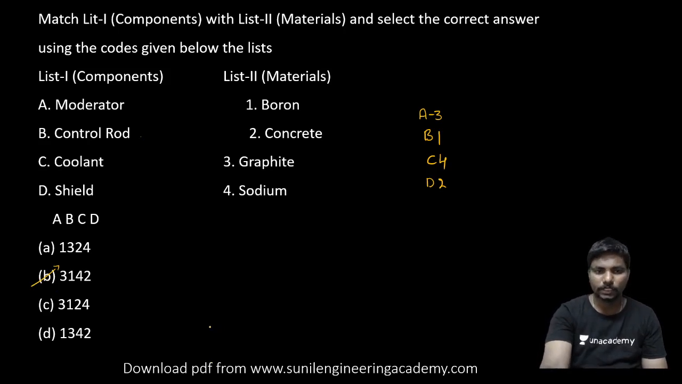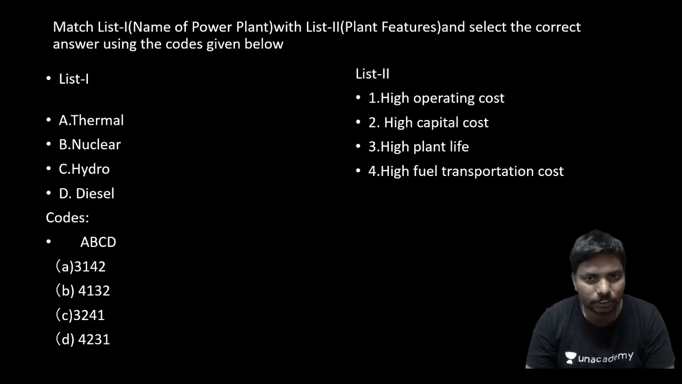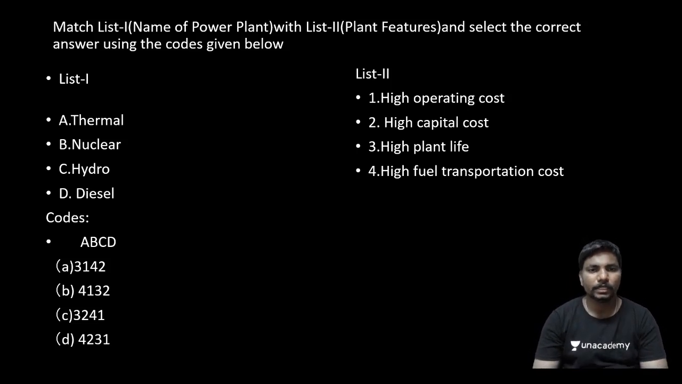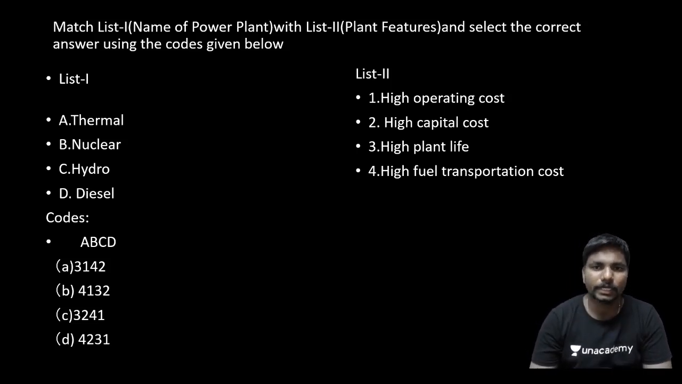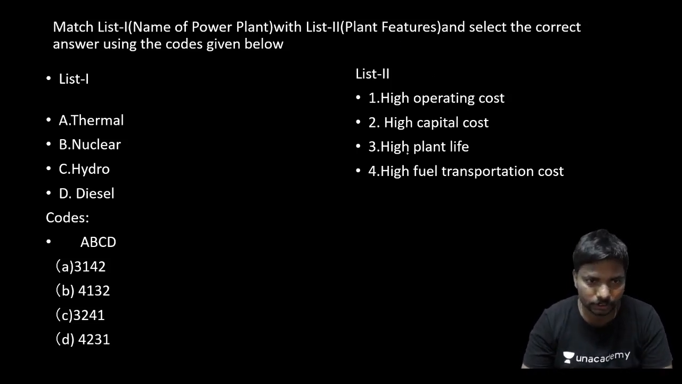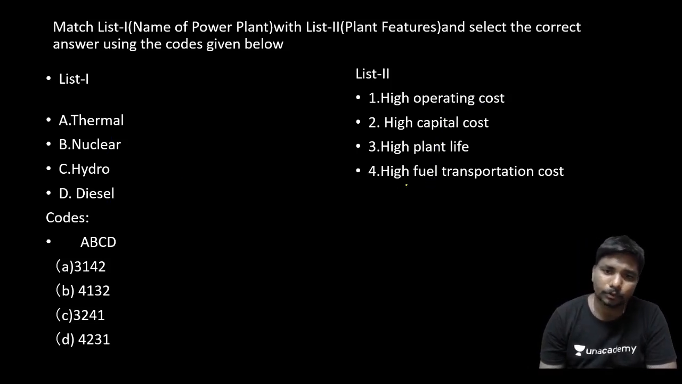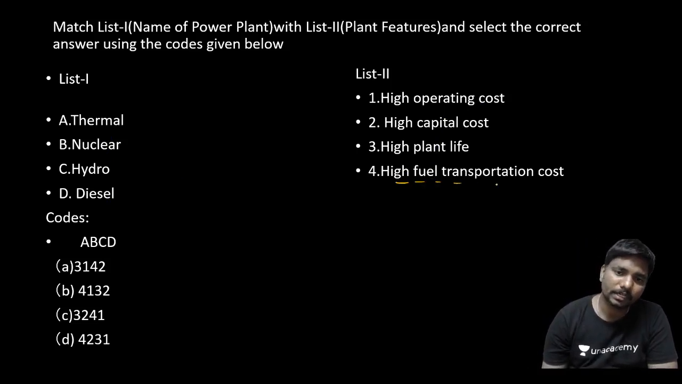Coming to the next one, guys. Match list 1 and list 2. List 1 is type of power plants and list 2 is important features. Here also we have to match what we know very well. In all this: thermal, nuclear, hydro, diesel; operating cost, capital cost, high plant life, high fuel transportation cost. Fuel transportation, it is very easy to see.